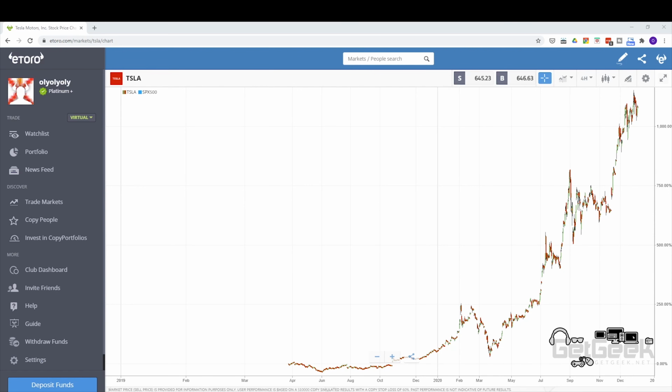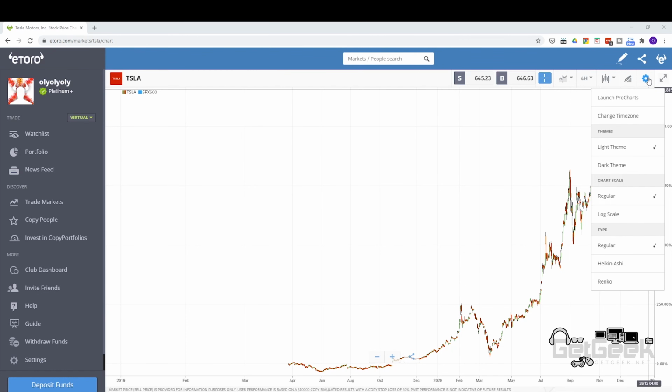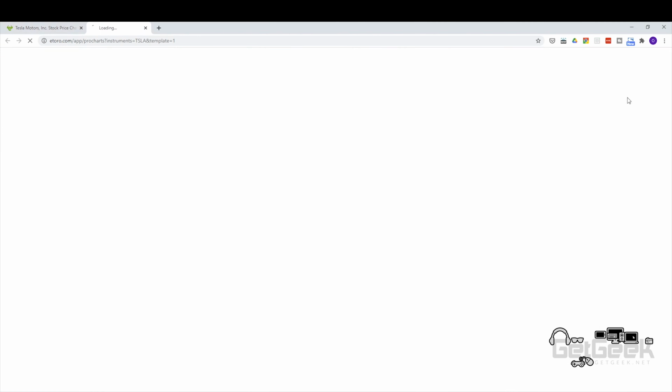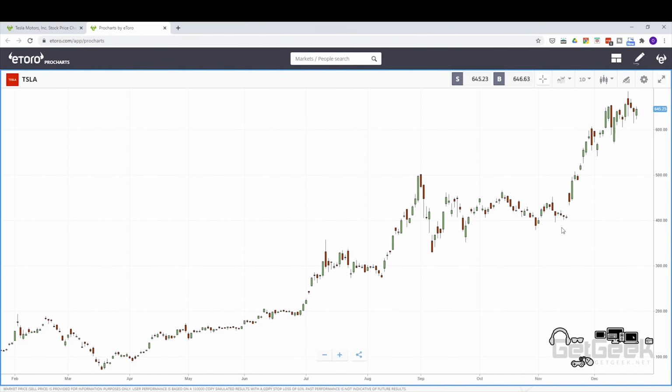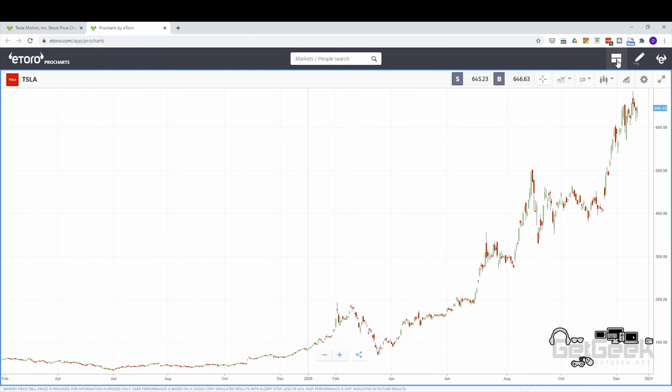And then eToro also has a further charting tool by going into ProCharts. If you go to this cog here, you can press this Launch ProCharts button, which will launch in a new tab window. The main feature of this is if you want to display multiple charts at once, you can either show the same assets with different time frames or completely different assets on different parts of the layout.